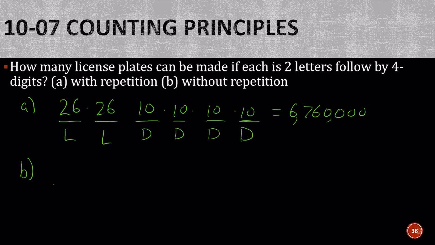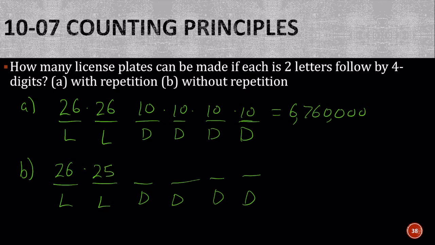Part B, without repetition though, my 2 letters and 4 digits. First letter is 26 choices, but after I choose one, the next letter has only 25 choices. The first digit has 10 choices, but the next digit only has 9 and 8 and 7, because I can't use any of the same ones again. Multiply those together, and you can see we have quite a few fewer choices.